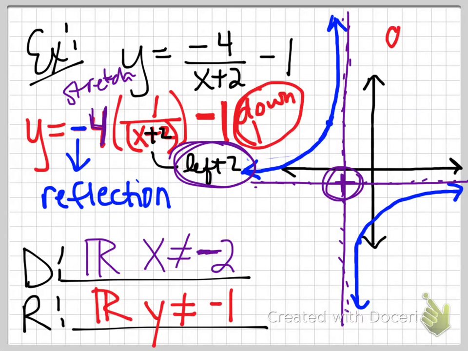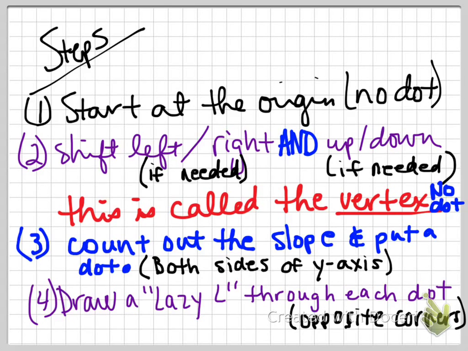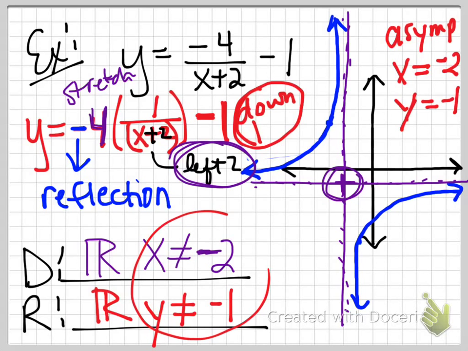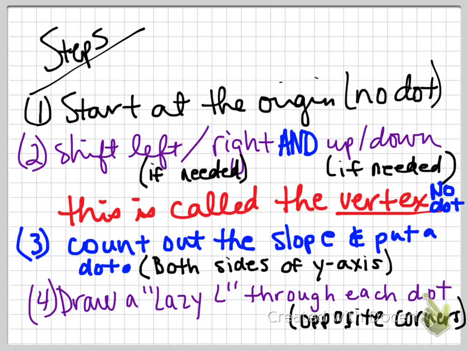If I asked you to tell me where the asymptotes are, you would say that they're at x equals -2 and y equals -1, because that's the 2 places where my graph is not going to cross.